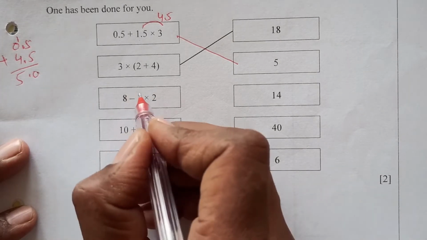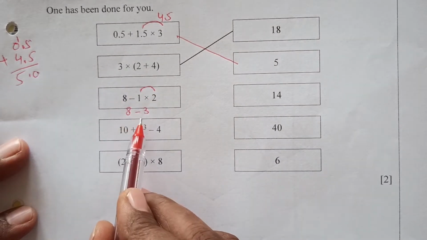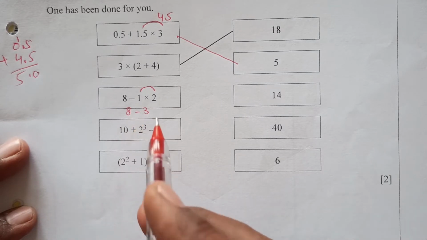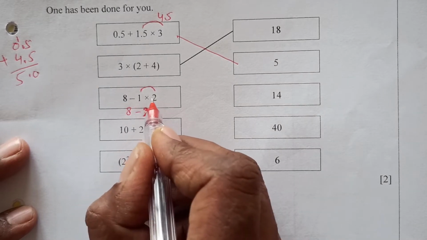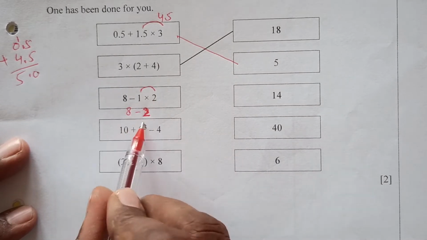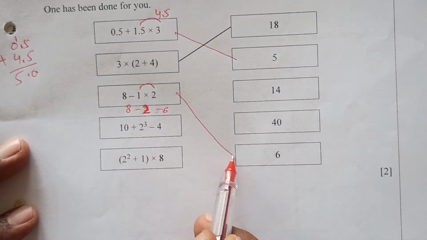Now this one again we have 2 times, this is 8 minus 3. 8 minus 3 is 5 again. Sorry. 2 times 1 is 2, 8 minus 2, and this is 6 now. 8 minus 2 is 6. 6 we have it here.